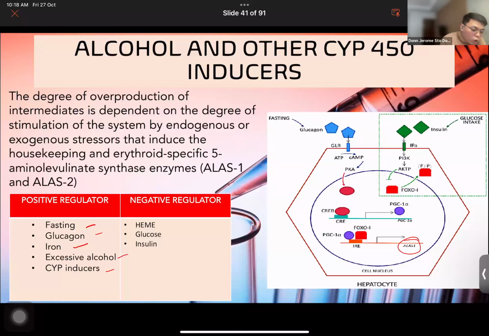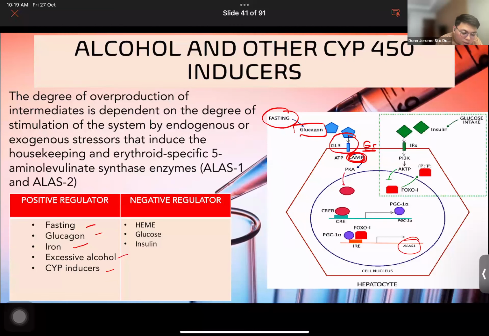Paano tayo gumagawa ng ALAS? Okay. So first, when you go on fasting, ayaw mong kumain. So a hormone is then released, glucagon, because we want to try to increase the blood glucose level kasi wala kang kinakain. Glucagon will bind to its receptor. Ang tawag doon, glucagon receptor. It is an example of a G protein coupled receptor, specifically a G stimulatory G protein coupled receptor. Pag G stimulatory, it leads to an increase in cyclic AMP.